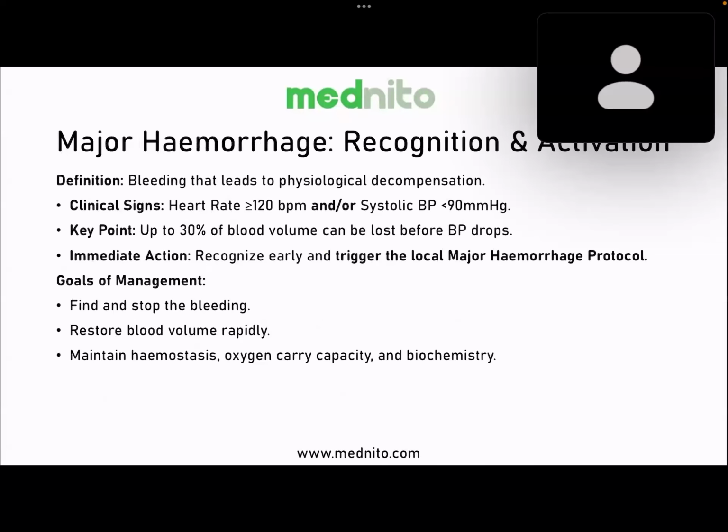Next, we talk about the major hemorrhage protocol. The examiner wants you to understand that you will have to insert two large bore cannulas and give crystalloids. If the patient has low blood pressure and confirmed hemorrhage, it is blood transfusion that needs to be given. In this, you will find that recognizing early and triggering the local major hemorrhage protocol is one thing the examiner can give you in the options.